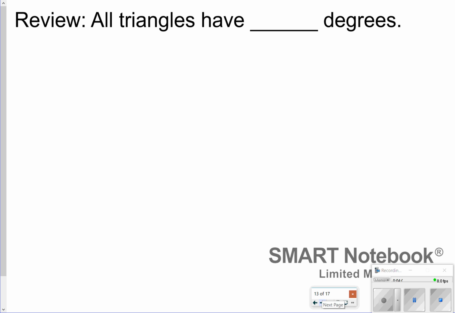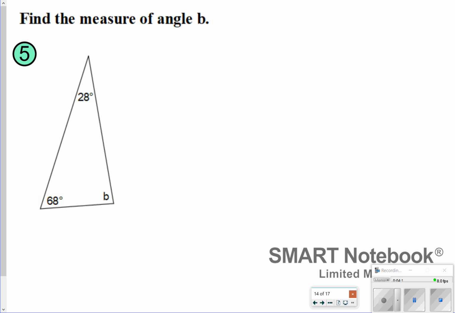Just as a review, before we look at the last two questions on your notes for today, all triangles have to have 180 degrees. So just keep that in mind as we're doing these last two questions. For this one, let's find number 5's answer for the measure of angle B. Let's pause here for number 5, and once you're done, click play to check your work.